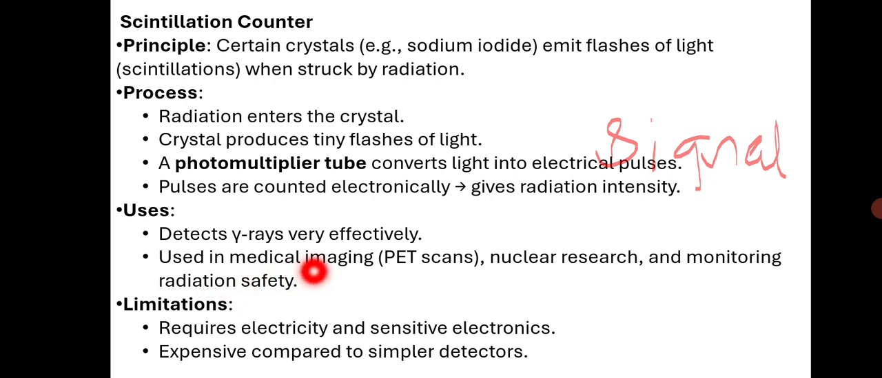However, like any other method of detecting nuclear radiation, the scintillation counter has 2 main limitations or weaknesses. One limitation is that it requires electricity and very sensitive electronics. For that reason, it is expensive compared to other techniques such as the GM tube and the photographic films. I hope that is in order.